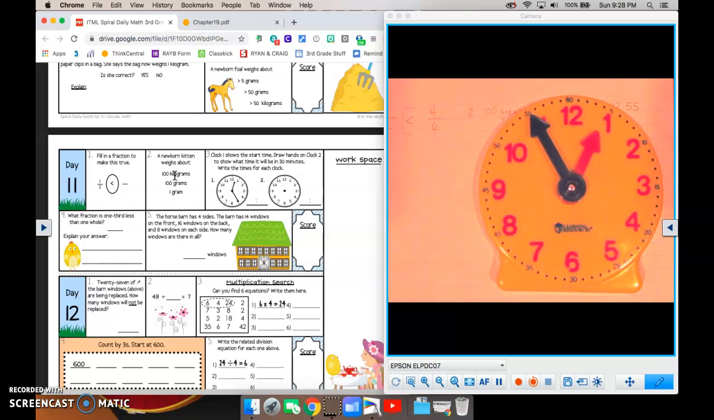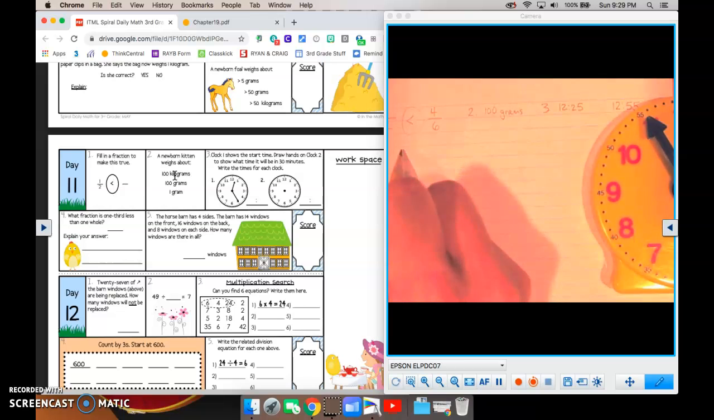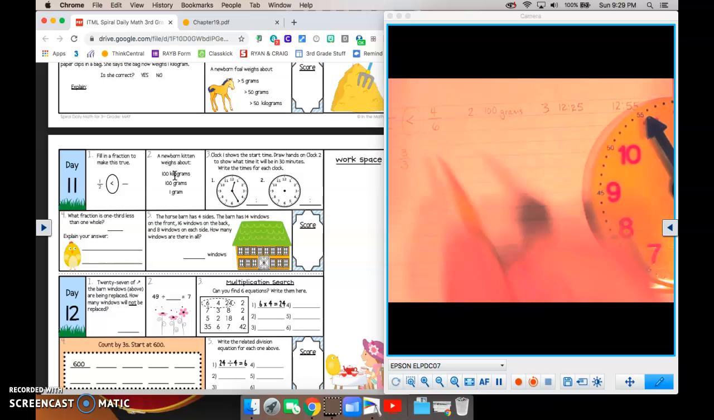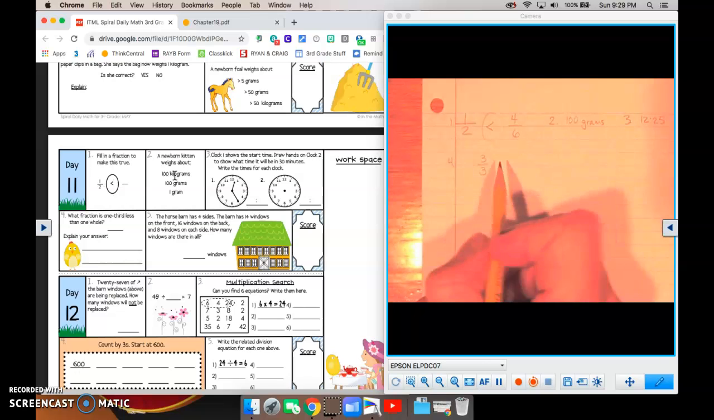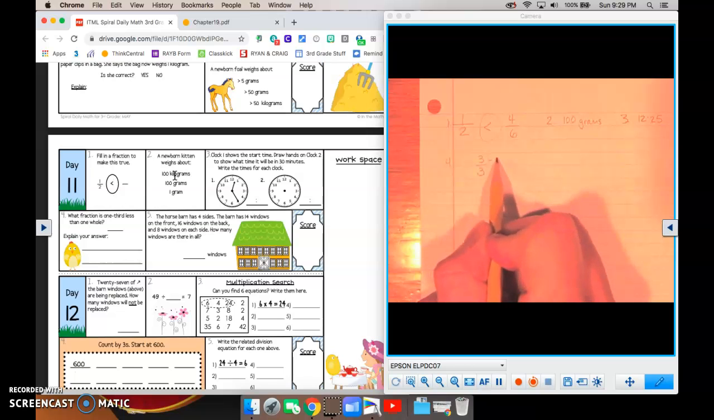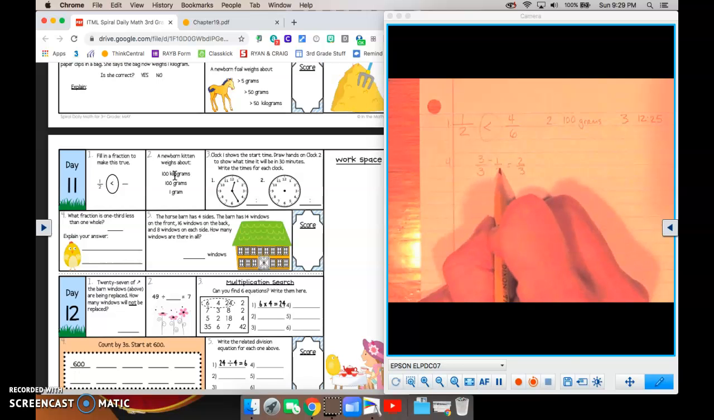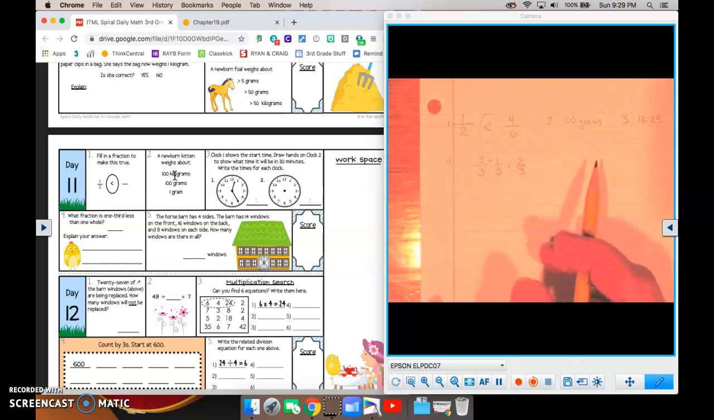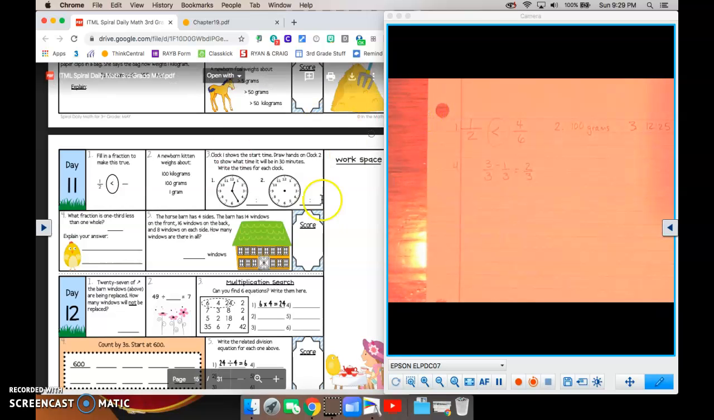Next, number 4. What fraction is 1/3 less than 1 whole? So let's look at that. 1 whole. And we're talking in thirds. So 1 whole is 3/3, right? That equals 1 whole. And we want to know what is 1/3 less than a whole. Well, what's 3 minus 1? So 3/3 minus 1/3 equals 2/3. Okay? So what fraction is 1/3 less than 1 whole? It's 2/3. Okay? All right.